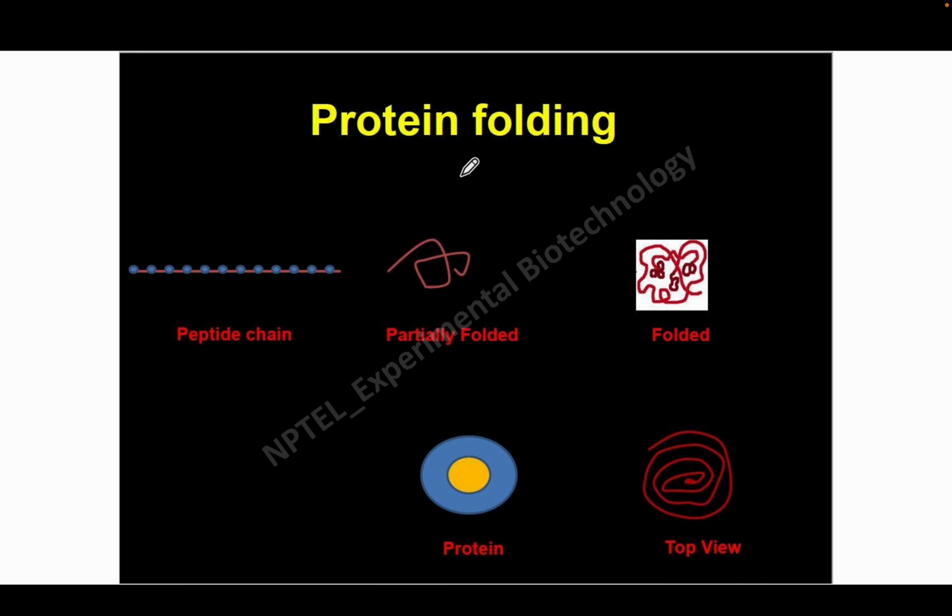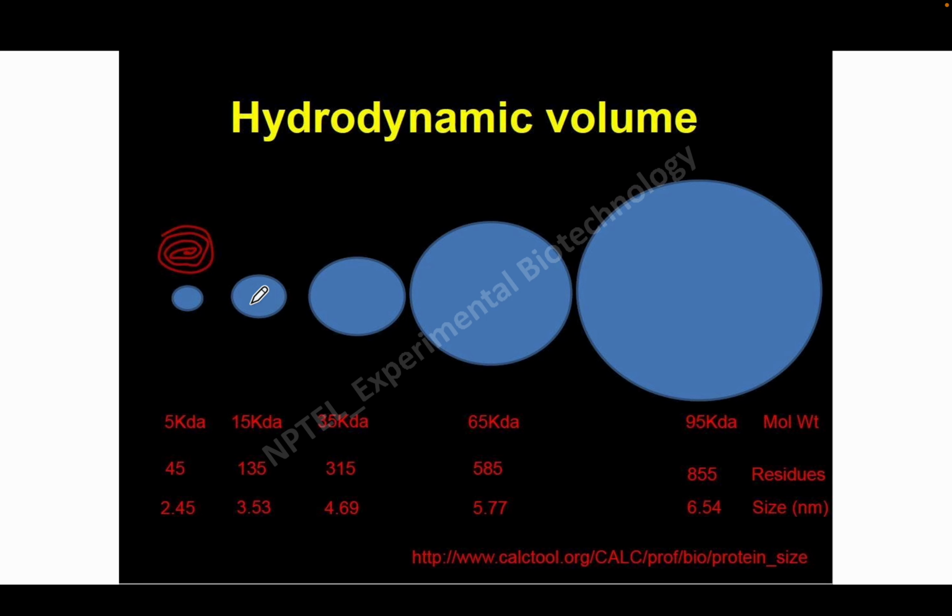For protein folding, you already know that a protein is present in primary structure, which is peptide chains, and then it might be partially folded, or it can be properly folded. This is just a representative cartoon structure of a protein. If a protein is circular, it's a sphere kind of. Here you can see an increasing order of molecular weight, so your protein can be 5, 15, 35 or 95 kDa. From the top view of a globular protein, you can get the hydrodynamic size and hydrodynamic volume. Here you can see the hydrodynamic volumes keep on increasing, and so does the size.